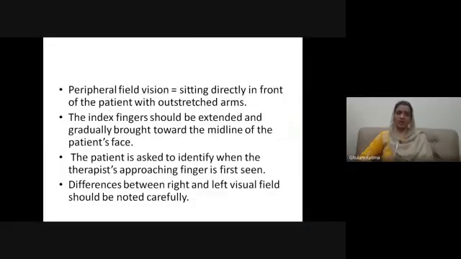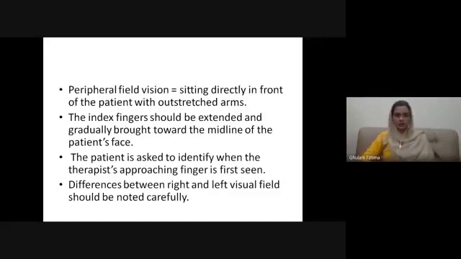The next step is to check the peripheral field vision. We have four quarters, four visual fields, so you have to check that. Simply, you sit in front of the patient with your outstretched hand and your index finger extended, and you will bring it towards the middle of the eye.